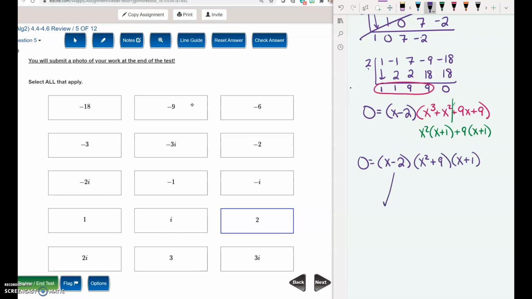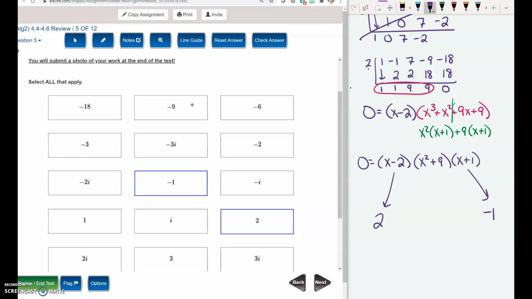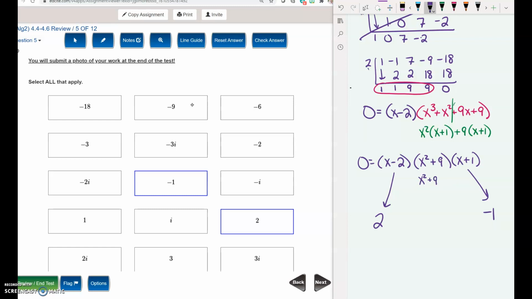All right, x minus 2, that's going to give us a solution of 2. X plus 1, that's going to give us a solution of negative 1. X squared plus 9. We need to put x squared plus 9 equal to 0. Subtract 9 on both sides. When you square root this, you have to put a plus minus in front of it. The square root of negative 9 is the square root of 9 times the square root of negative 1. The square root of 9 is 3. The square root of negative 1 is i. So we've got positive or negative 3i.